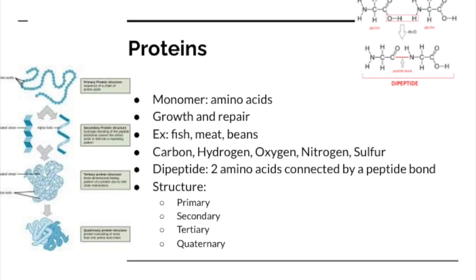So, remember, tertiary structure is directly responsible for the shape of a protein and how it functions. And primary structure is a sequence of amino acids and is a chain. Secondary structure is hydrogen bonding and can be helical. And tertiary is three-dimensional shape. And quaternary is when there are more than one polypeptide chain.